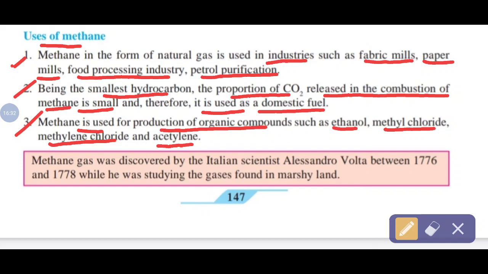What is given in that orange color box? Methane gas was discovered by the Italian scientist Alessandro Volta between 1776 and 1778 while he was studying the gases found in marshy land. This is the extra GK information given. Who discovered the methane gas? Remember the name of the scientist.